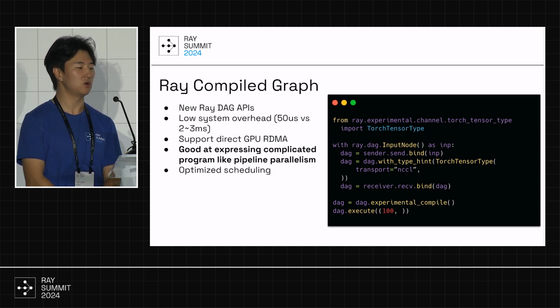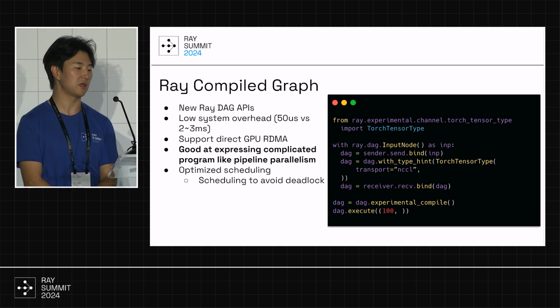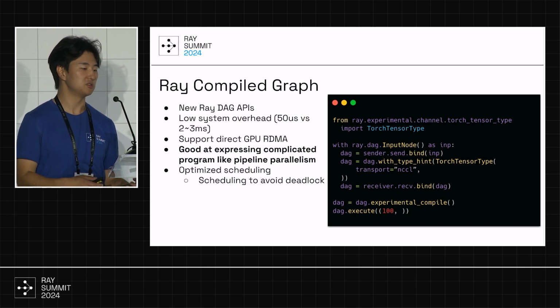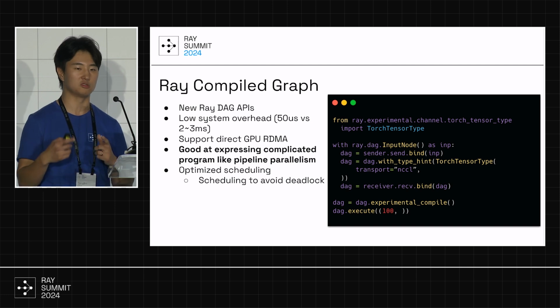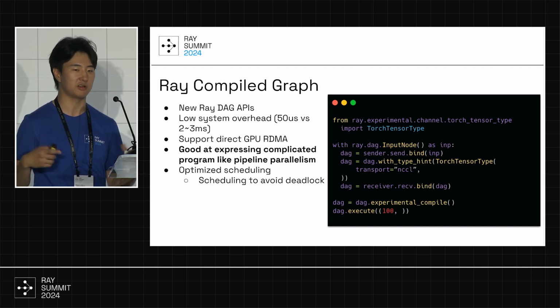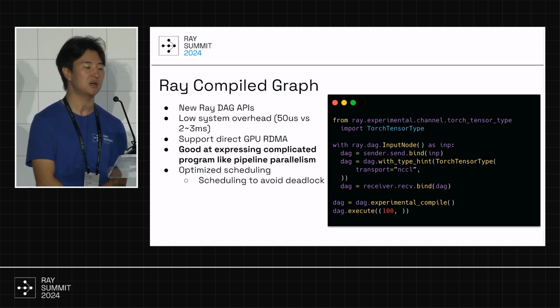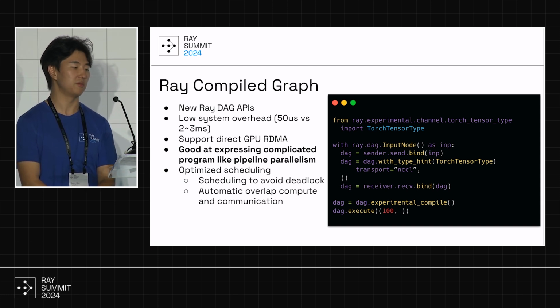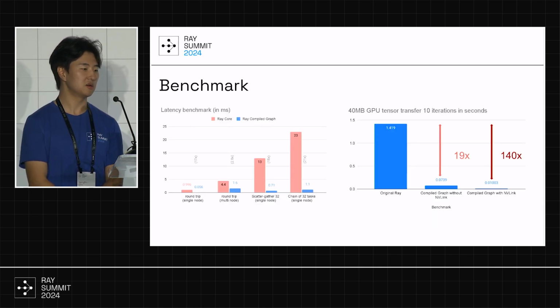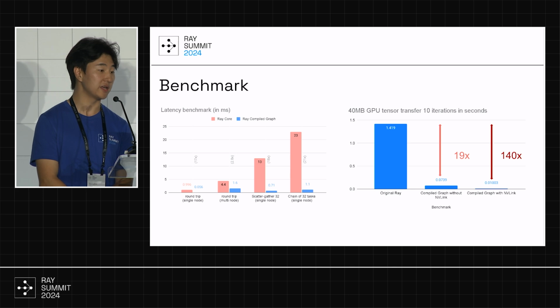And it also comes with the optimized scheduler. For example, when you have a lot of send and receive, this automatically schedules in a way you can avoid the deadlock. When you use NCCL and have a lot of send and receive, it's very common to have a deadlock. But then compiled DAG automatically sorts all the send and receive in a way it doesn't have a deadlock. And then you also automatically overlap compute and communication, so you can actually compute while you're getting the result for the next batch. This is the benchmark result for the Ray compiled DAG.